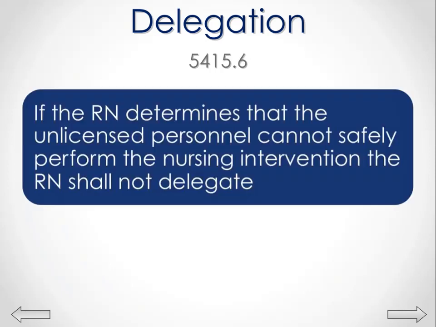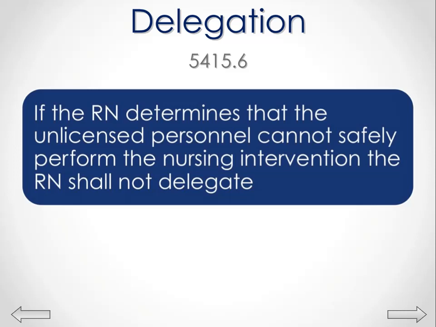If in the process of assessing a staff member's competency, the registered nurse determines that that person cannot safely perform the nursing intervention, then the RN shall not delegate. This is not the responsibility of the Q, or the program manager, or even the executive director of the agency. It is the registered nurse's responsibility to articulate if someone is not competent to perform the nursing intervention.